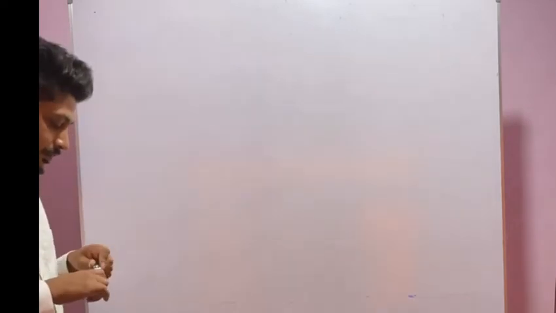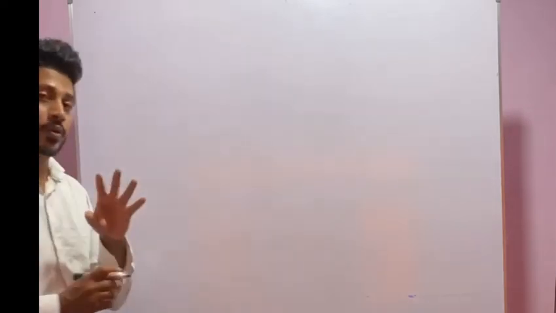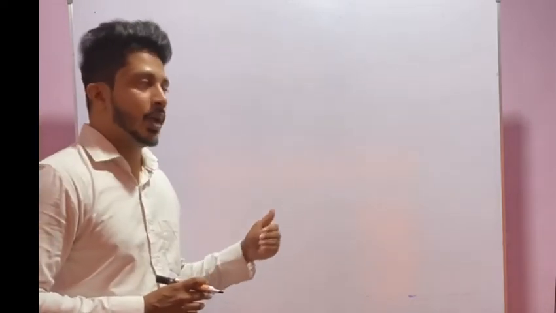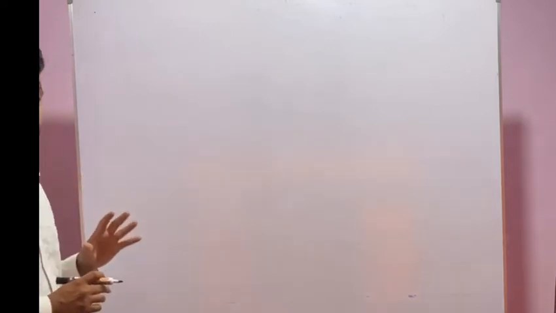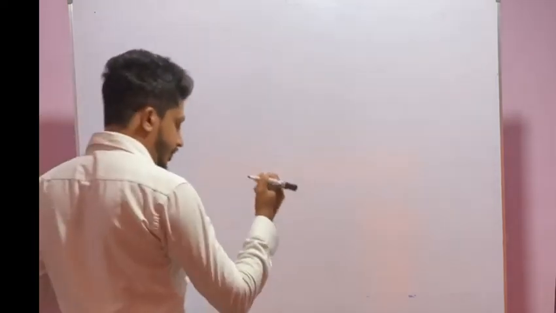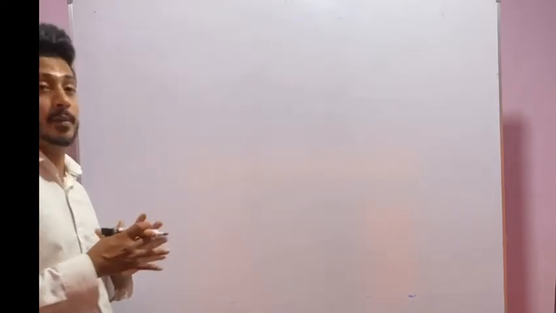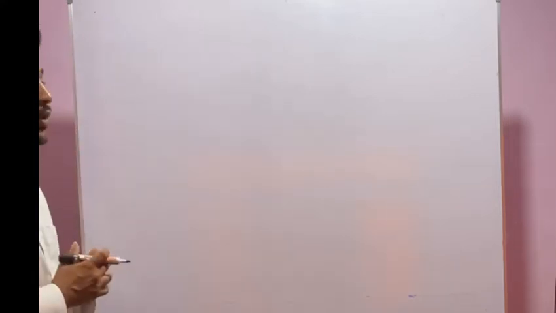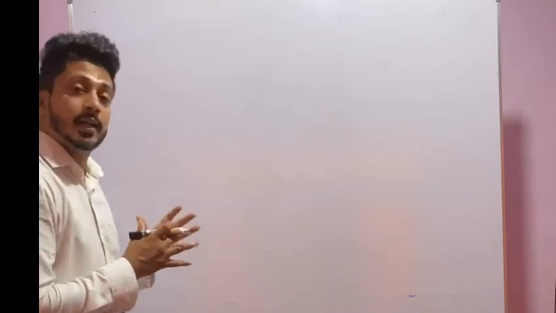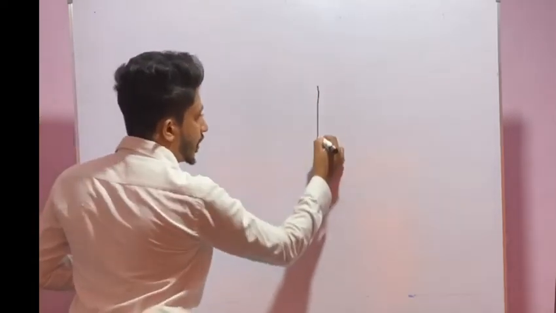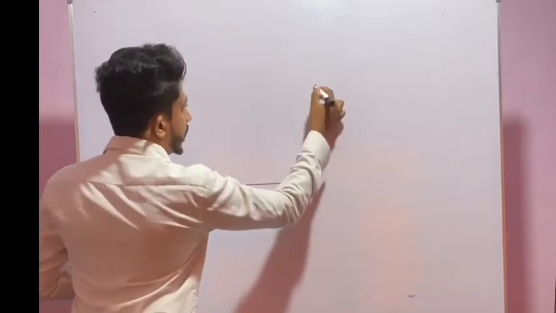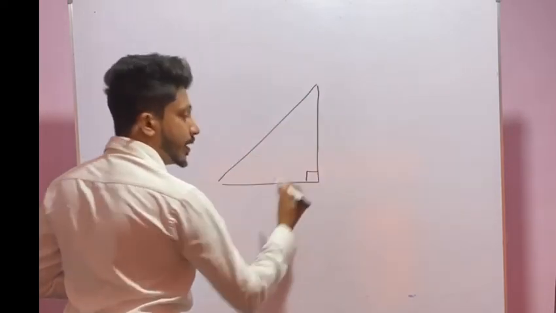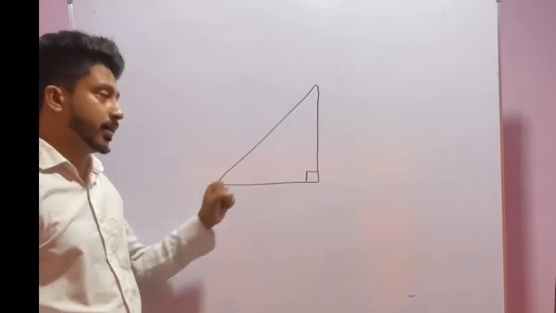If you are well aware of the Pythagoras theorem, you can skip the video. But if you do not know, let's see. It is described for a right angle triangle. That means this type of triangle. There is the right angle, so this is a right angle triangle.